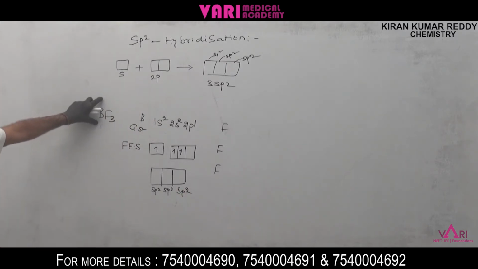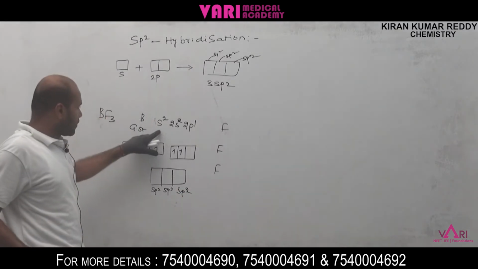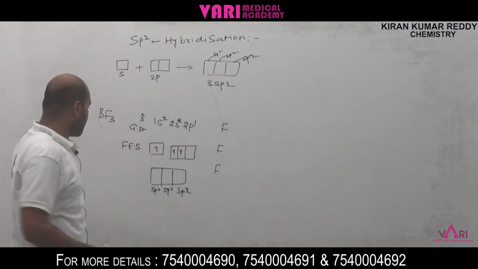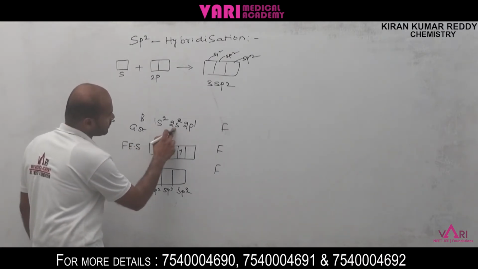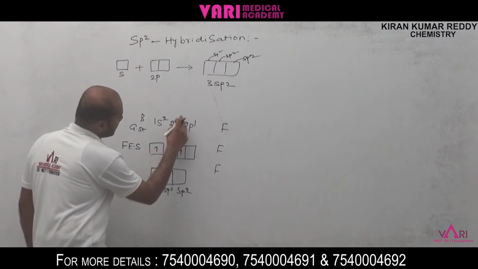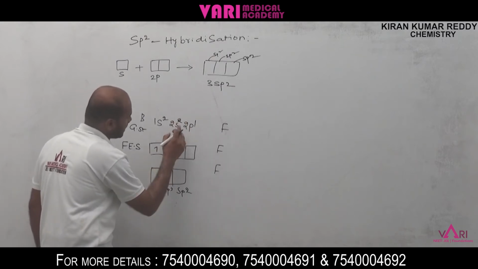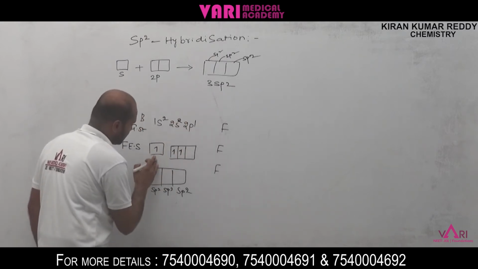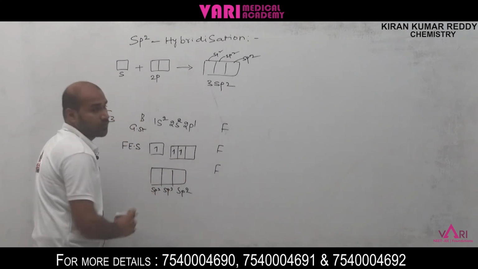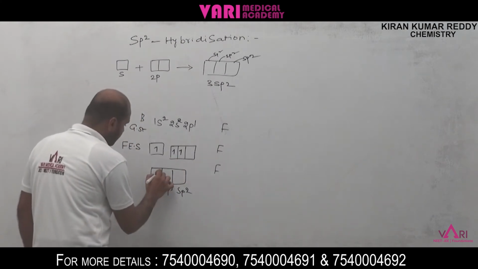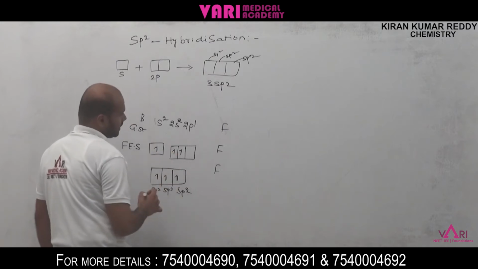Boron trifluoride I am taking. Boron electronic configuration is 1s2, 2s2, 2p1. Here is the first excited state, meaning one of the electrons of the s orbital jumps from s to p orbital. One s orbital and two p orbitals intermix to form three sp2 orbitals. Now here also sp2, sp2, sp2.